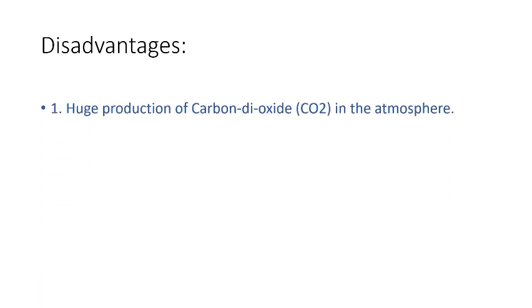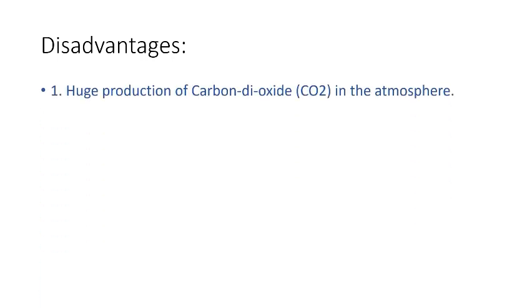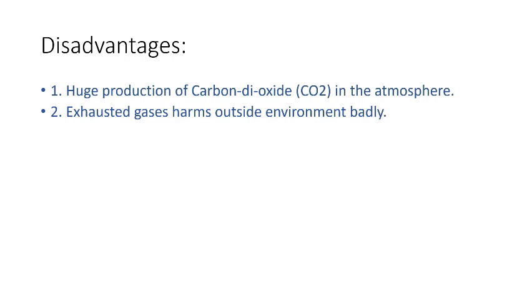Next is the disadvantages of thermal power plants. Let's proceed to the disadvantages. The first is huge production of carbon dioxide in the atmosphere. Really nothing to say about this, as when coal is burned, it produces a huge amount of carbon dioxide that affects our environment. Second, exhaust gases harm the outside environment badly. Number 3, low overall efficiency, meaning compared to other sources of energy, these have low overall efficiency.